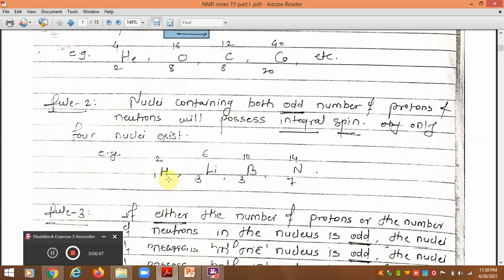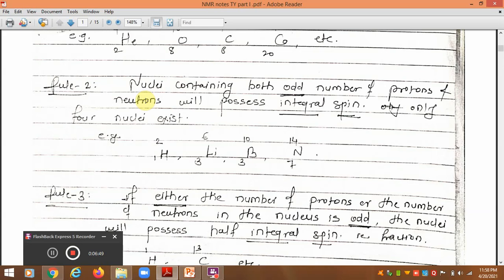Again, another rule here: if any nucleus contains both an odd number of protons and an odd number of neutrons, then such nuclei will possess an integral spin. Integral spin means its spin will be a whole number like 1, 2, 3. It is nothing but a simple case, so we will discuss that.